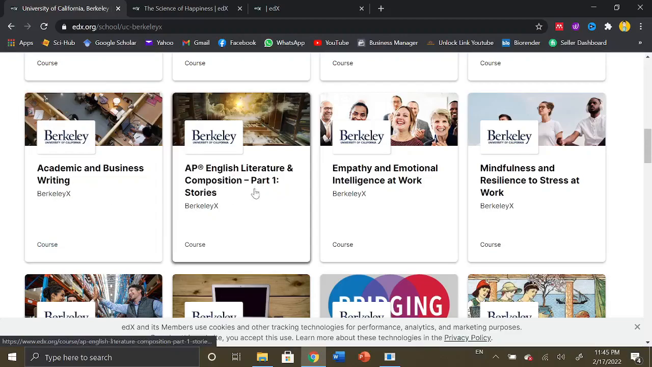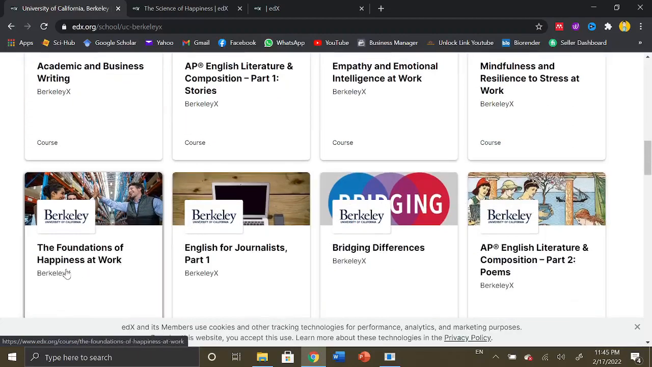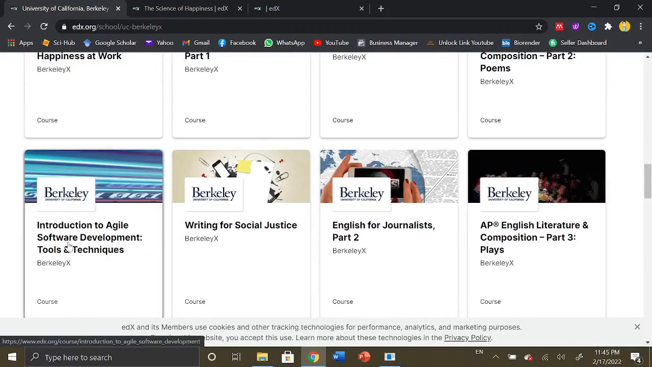English literature and composition part 1, stories, empathy and emotional intelligence at work, mindfulness and resilience to stress at work, the foundations of happiness at work, English for journalists, bridging differences, English literature part 2, introduction to agile software development tools and techniques. So it is something related to technology, computer science, IT, and writing for social justice.